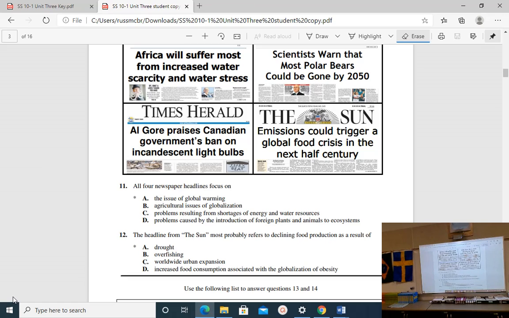So, why is it drought? Emissions could trigger a global food crisis in the next half century. Why is it drought and not overfishing? Why is it A and not B?